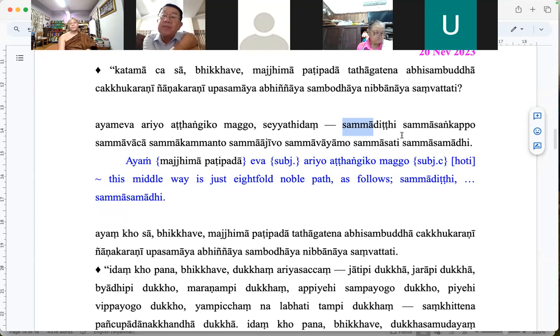I see means not just seeing by eye, but understanding; understanding can also be referred to by seeing. So that is ditthi. It's not just vision, but understanding. So that is right understanding.